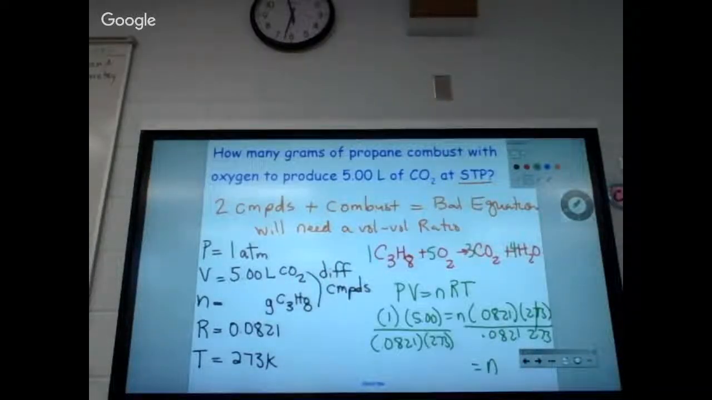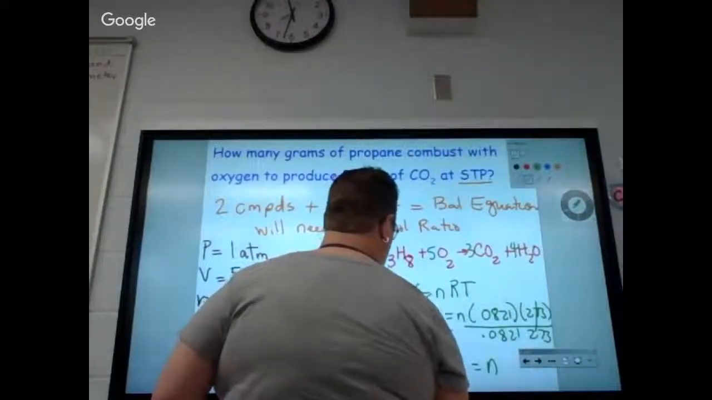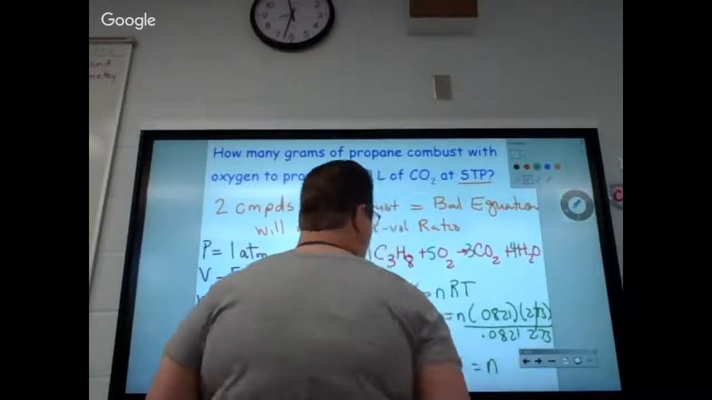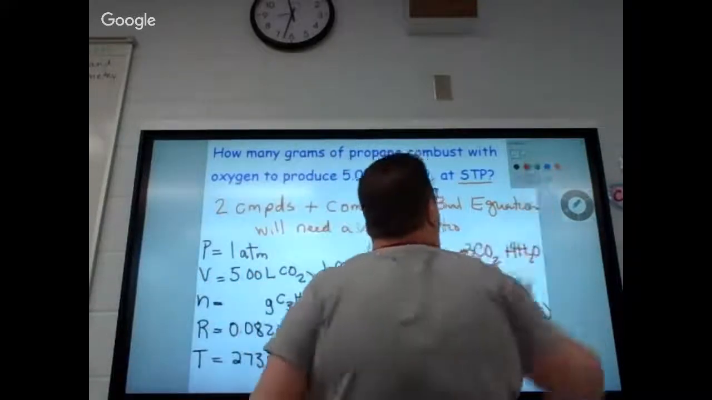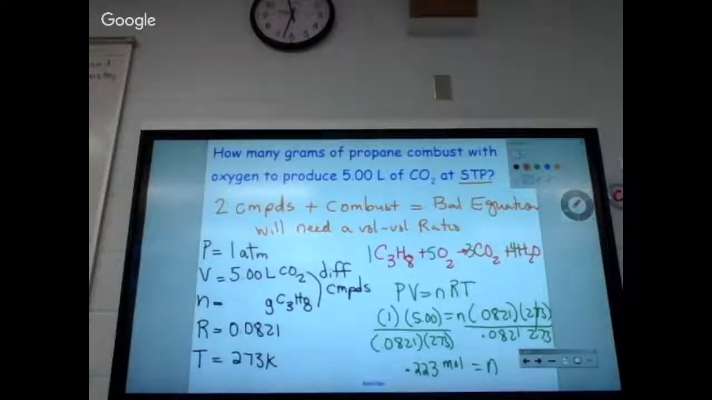All right, so 5 divided by 22.4 is 0.223 moles. Now, this is the part where students have a hard time. That's moles of what? CO2.